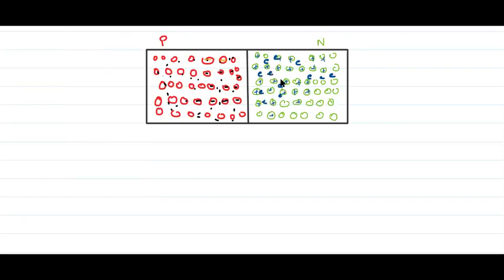So p-type is like a bed of acceptor atoms and silicon, with a cloud of holes. And n-type is a bed of donor atoms and silicon with a cloud of electrons. Or you can just imagine the scenario like this. I hope all of you understood this.